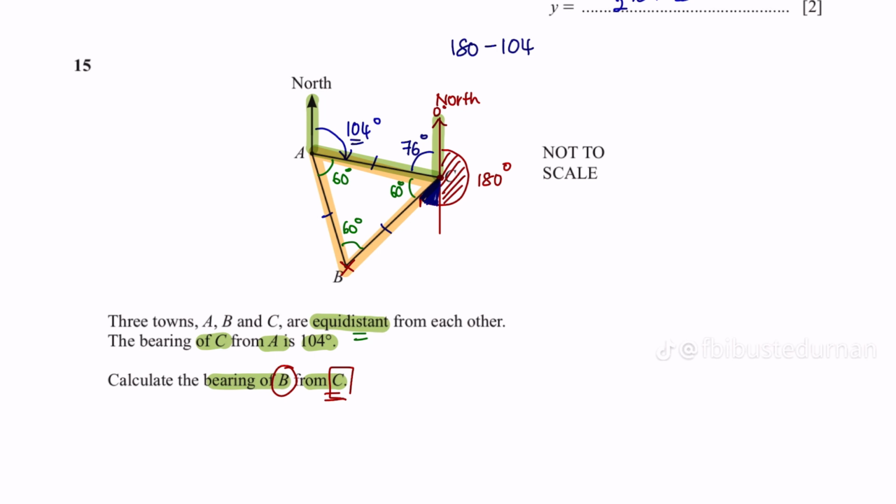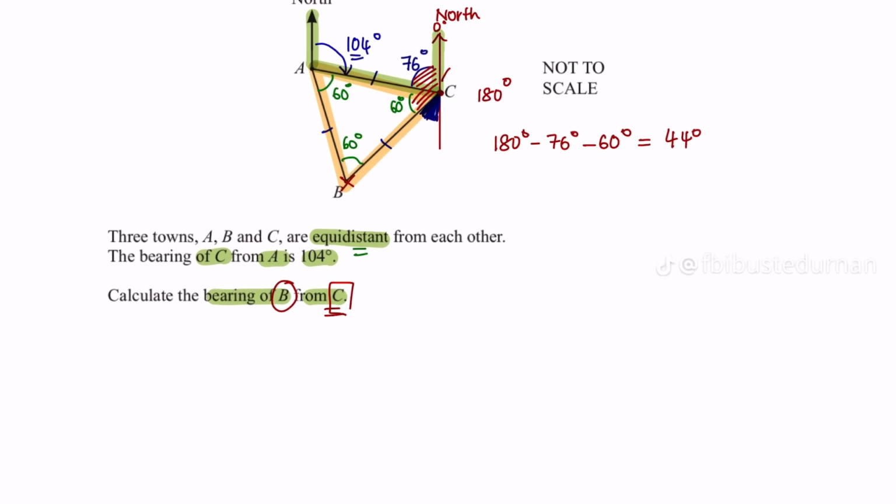Now the angle here is a straight line, meaning that the sum would be 180 degrees. If this angle here is 76, take away 76, and this is 60 degrees. So we can find the balance by just taking away from 180, which is 44 degrees. So the bearing of B from C would be an angle of 180 up till here. So 180 degrees add up with the little angle that is over here, which is 44. And the value would be 224 degrees.